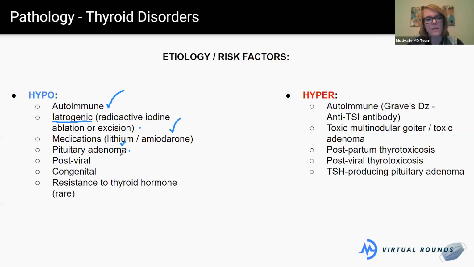Pituitary adenoma, we talked about that a little bit as well. Post-viral is a cause. Congenital, we see that less often in the United States due to iodine supplementation, because iodine is used in the synthesis of thyroid hormone. For simplicity's sake, I didn't include the mechanism for how thyroid hormone is synthesized. I didn't want to bombard you with that. And then resistance to thyroid hormone can also cause a hypothyroid state, but that's very rare as well.